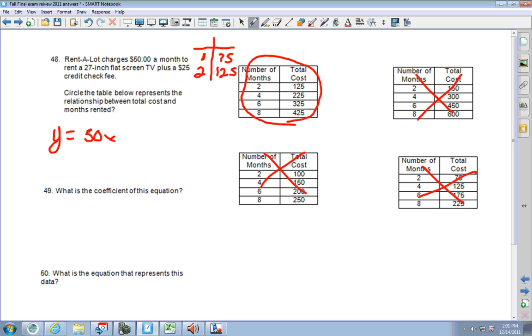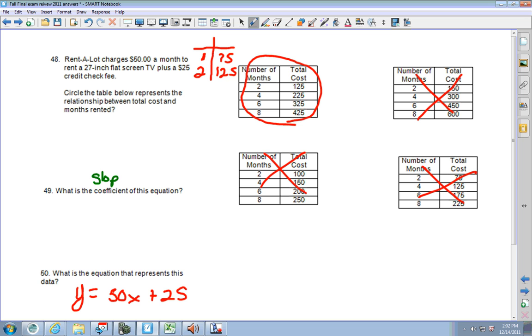50x, because we're taking $50 per month, plus 25. And I guess I jumped ahead of myself because the equation is supposed to go down here on number 50. Now, what is the coefficient of this? What's another word for coefficient? Starts with an S.